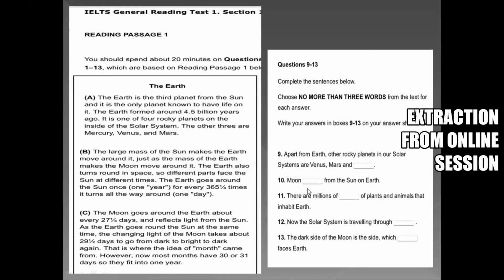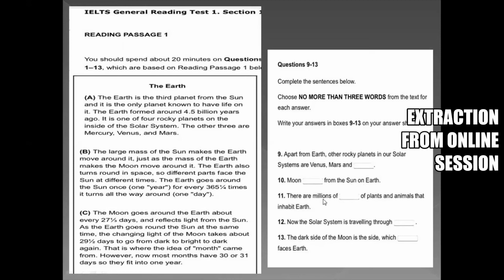10. The moon dash from the sun on Earth. The moon takes the light from the sun on Earth. Oh yes, here. Let's look at paragraph C. Reflects light. Yes, the moon goes around the earth about every this and reflects light from the sun. So we can write up to here: moon reflects light from the sun. What does it reflect? It must be light. The moon reflects light from the sun on earth.